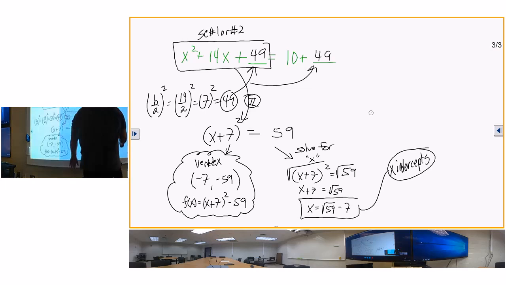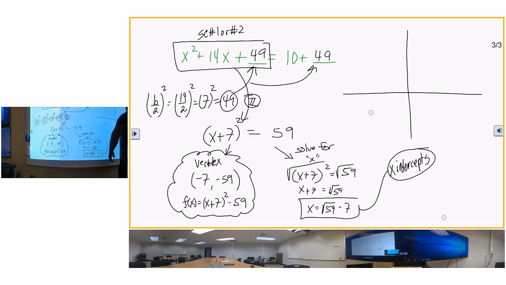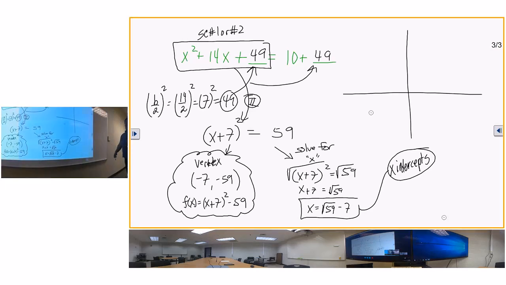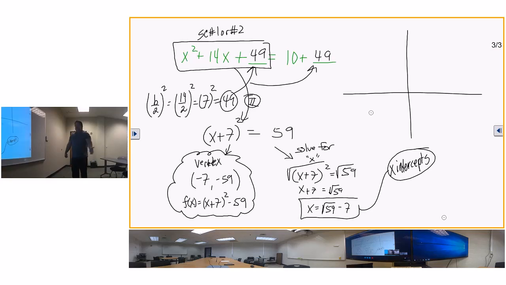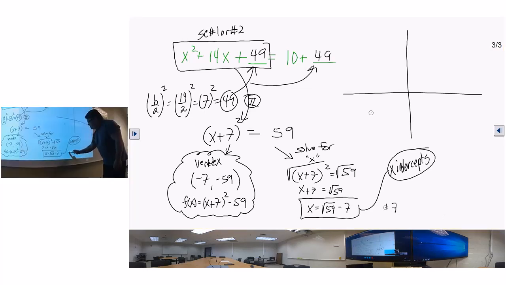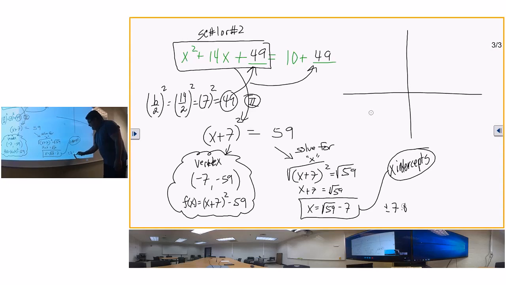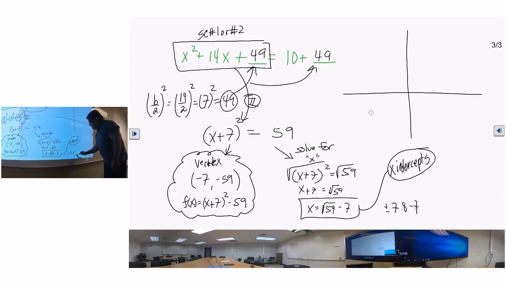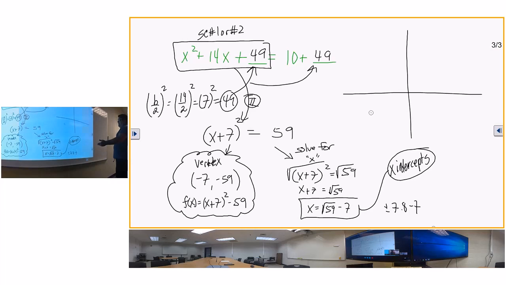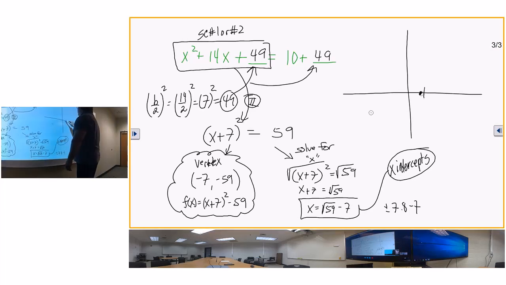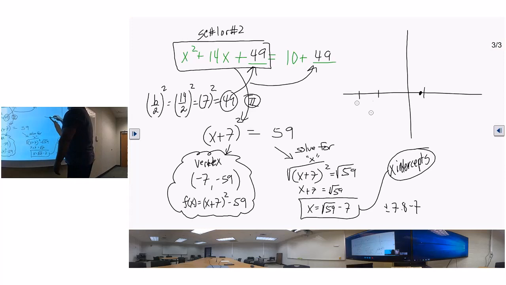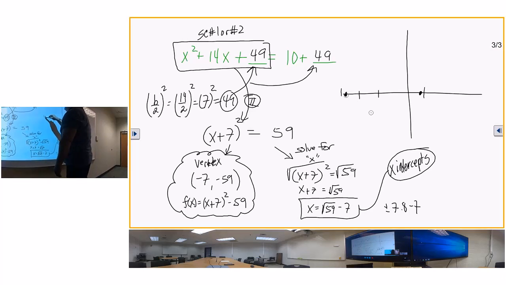What can you get from this? Well, you know your x-intercepts. The square root of 59, the square root of 64 is what, 8? So I'm just going to say the square root of 59 is 7.8. So that's going to be negative 7, positive or negative 7.8. 7.8 minus 7 is 0.8, so 0.8 would be right there. Negative 7 minus 7.8 is negative 14.8. 5, 10, 15. 14.8 would be there.